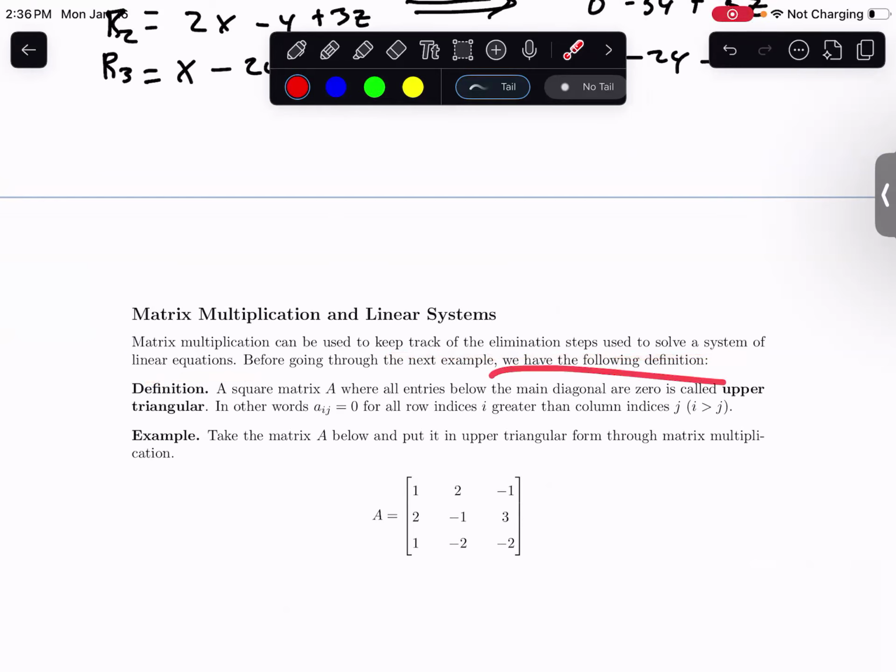Before going through the next example, we have the following definition. This is redefining what it means for a matrix or a system of linear equations to be upper triangular, except in terms of matrix notation. So a square matrix A, where all entries below the main diagonal are 0, is called upper triangular. In other words, the ijth entry of our matrix is equal to 0 whenever the row index i is greater than the column index j. I'll show you what it means shortly. It will make more sense after I go through the next example.